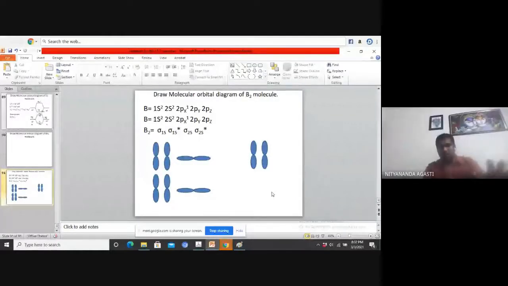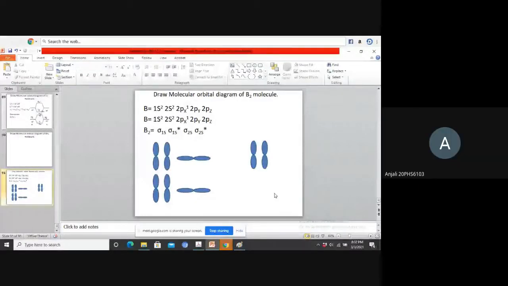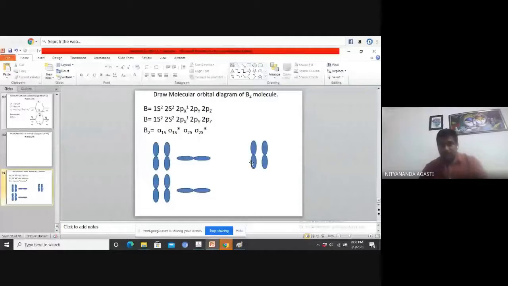Okay, don't worry. Just the symmetry part I'll tell, then I'll leave. We'll draw the diagram later on. So just wait for a while. So these are sigma, 2px and py. Just let me tell you the symmetry part I want to consider here.